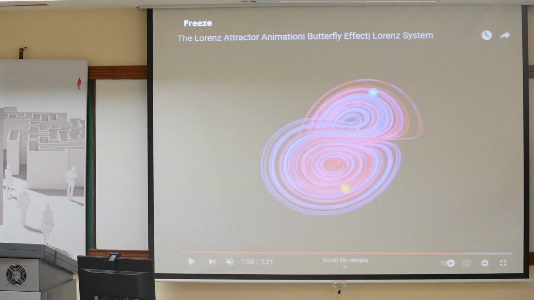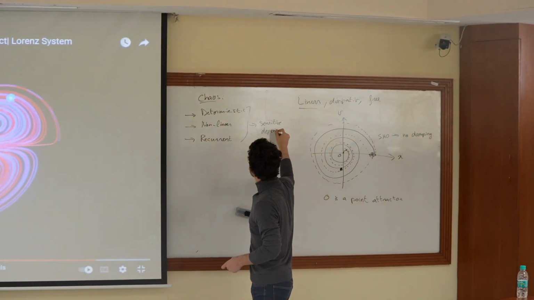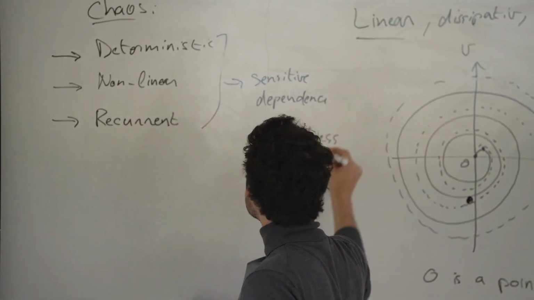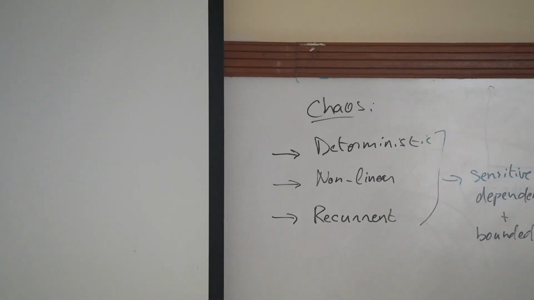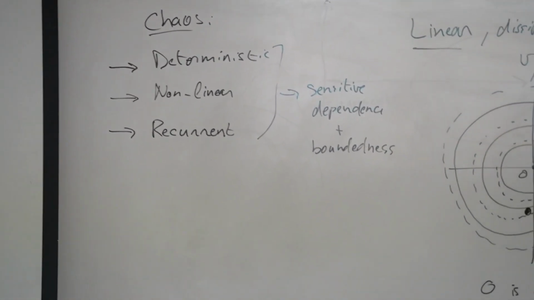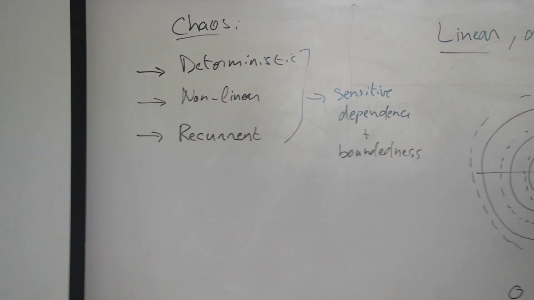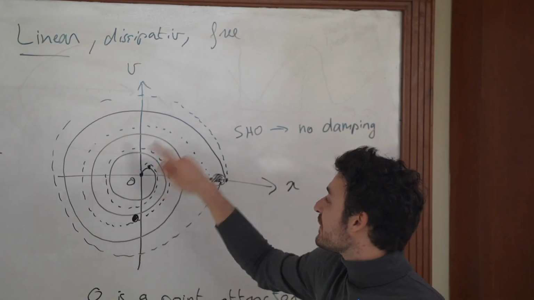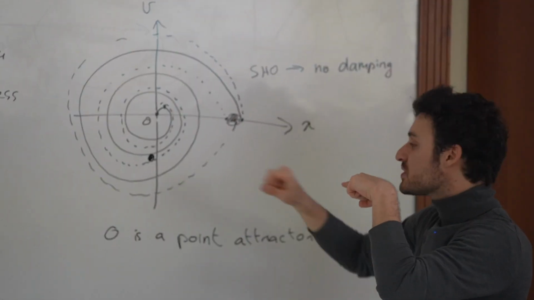Oh, sorry, I forgot to add that all this means sensitive dependence, plus boundedness. So this is why they're called strange attractors. Because the kind of attractors that we're used to seeing in physics, in linear systems, is either a point, meaning this is the death spiral of our damped oscillator. So here, everything just ends up at a point. That's a simple point attractor.